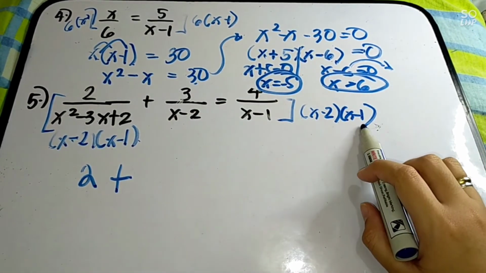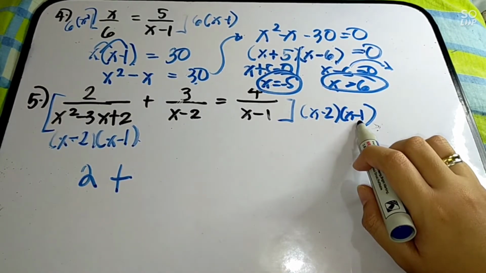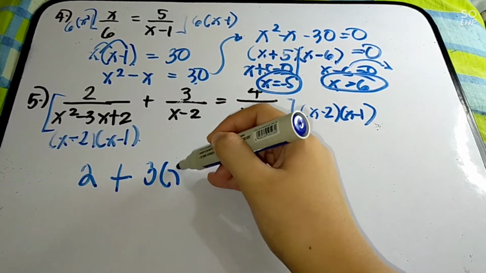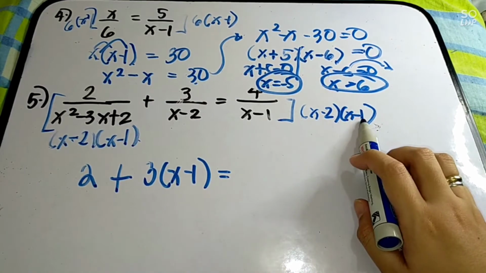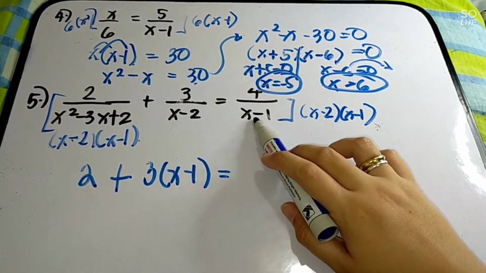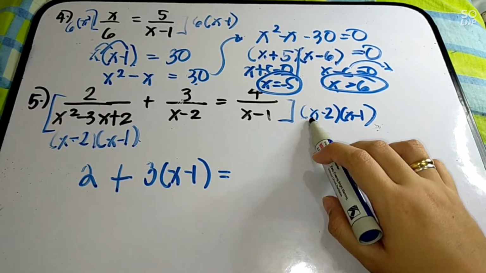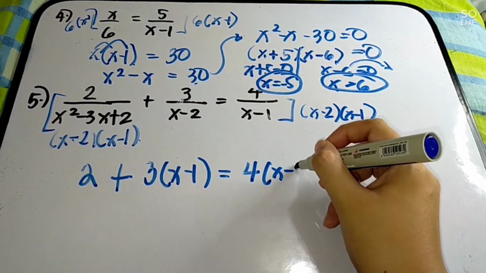X minus 2 times x minus 1 divided by x minus 2. So, mawawala si x minus 2, matitira si x minus 1. I-multiply natin kay 3. So, it means 3 times x minus 1. It is equal to x minus 2 times x minus 1 divided by x minus 1. Mawawala si x minus 1, matitira si x minus 2, i-multiply natin kay 4. So, magiging siyang 4 times x minus 2.